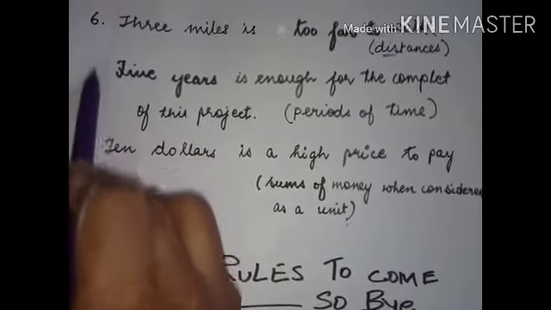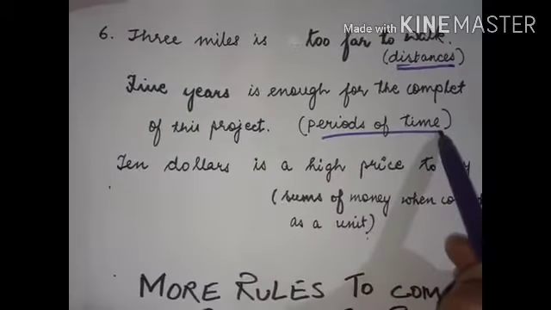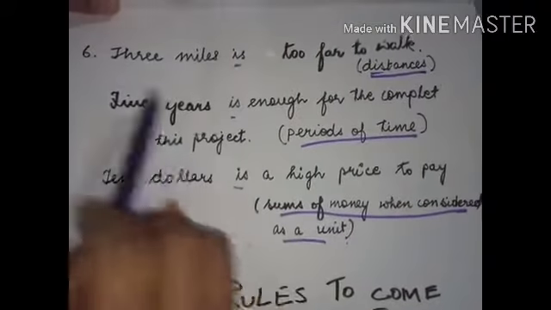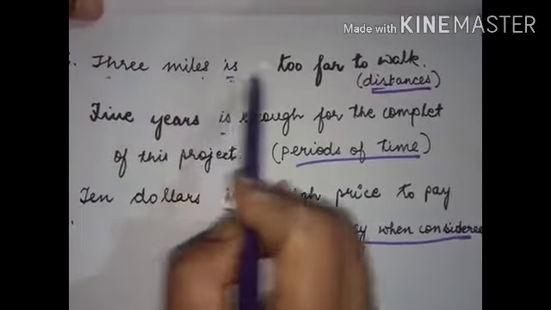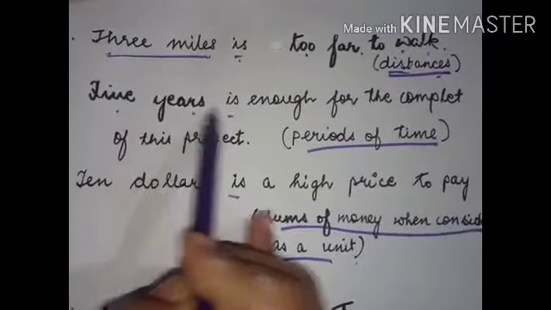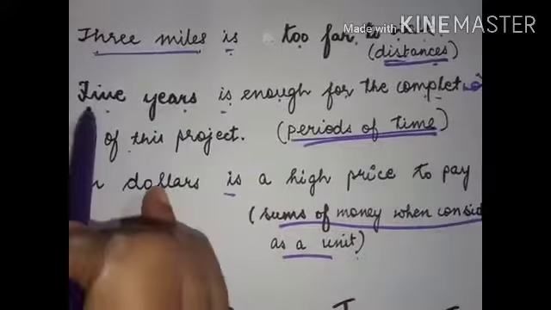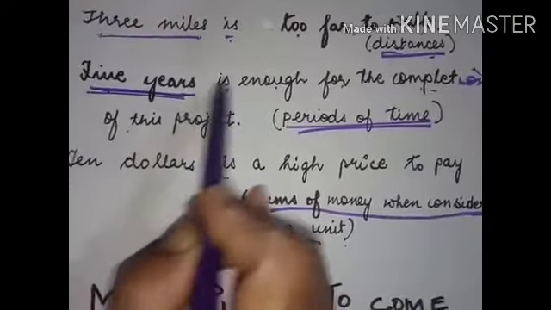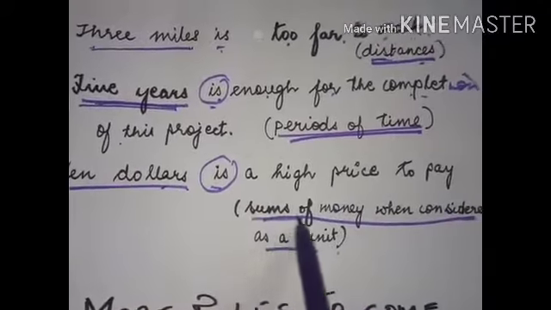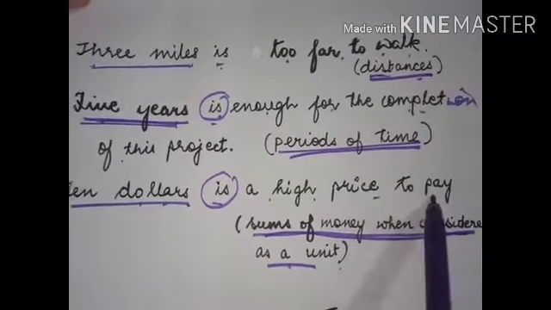Finally, let's look at the last example here. Now, if your subject is talking about distances or periods of time or sums of money when considered as a unit, then the verb has to be always singular. For example, 3 miles is too far to walk. Distance, 3 miles, is the subject. 5 years is enough for the completion of this project. So, period of time, 5 years. Though it looks plural, the verb has to be singular. $10 looks plural, but the verb is singular because it is talking about sums of money considered as a unit. $10 is a high price to pay.